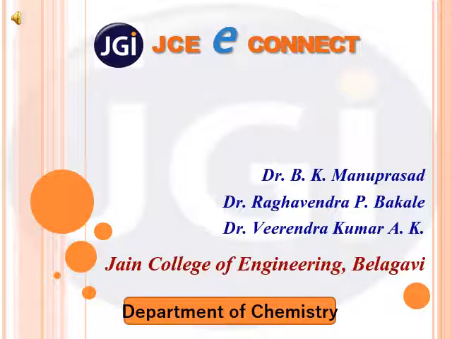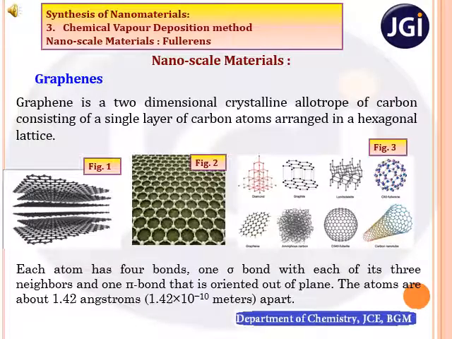Subject Engineering Chemistry. We are discussing the fifth module, Instrumental Method of Analysis and Nanomaterials. In the last class, we had discussed the synthesis of nanomaterials by chemical vapor deposition method and the properties and applications of the nanoscale material, that is fullerenes. In today's class, we will discuss the remaining two nanoscale materials, that is graphene and carbon nanotubes. So first we shall begin with graphene.